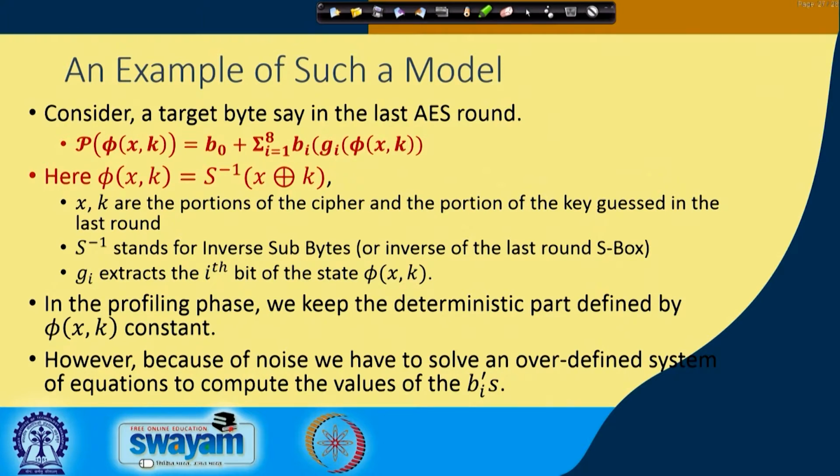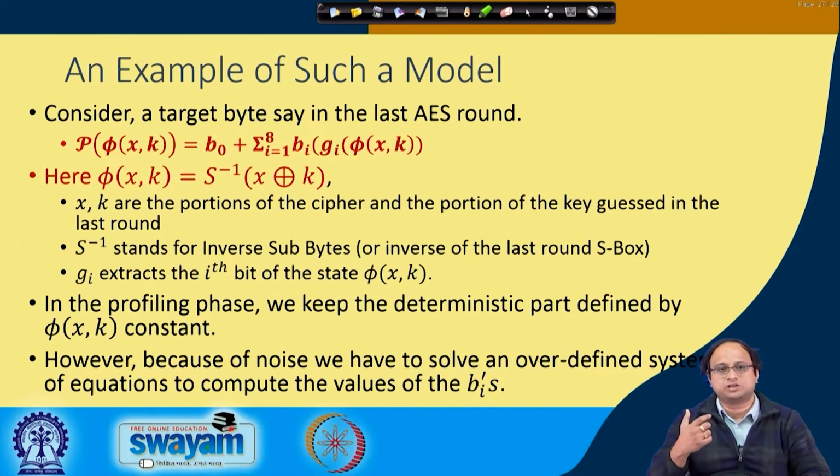It can be determined; it is not a noisy component. It is also called the signal, as we will see later on. So it is the signal component of your power consumption. When you calculate this phi of x comma k, you apply a function subsequent to that, denoted gi, which does nothing but extract the ith bit. As we have seen in our algorithm, we had extracted the LSB. So gi extracts any one of the bits, say the ith bit of the state phi of x comma k. Now you have a register or a byte, and you want to predict the corresponding power consumption because of that content.